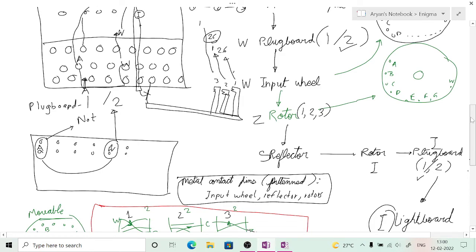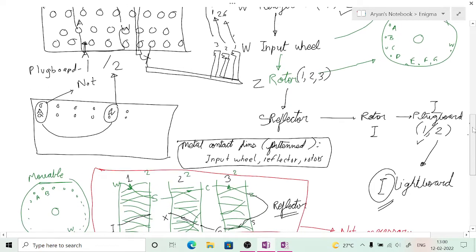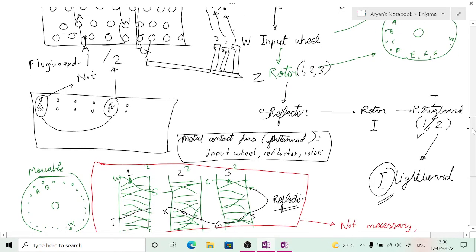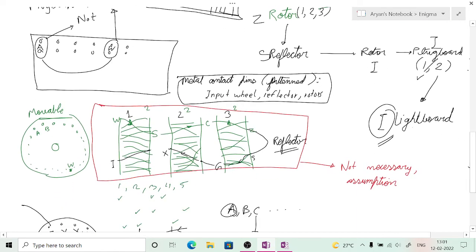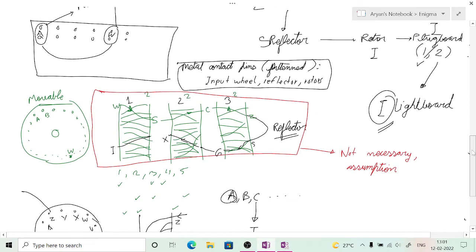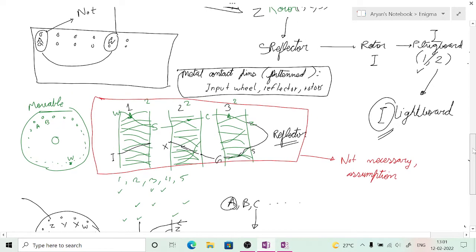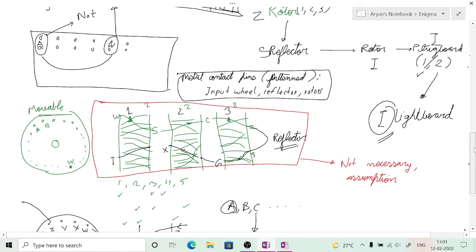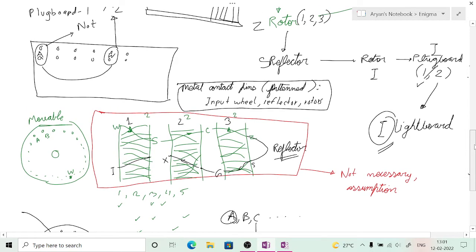And then after changing, it goes to the plug board where it might change, it might not change, but in the condition we had assumed that it doesn't change. And then at last in the light board the letter is represented. And now just assume that the military, like the German army, has the settings. And now if it types I, what would happen?